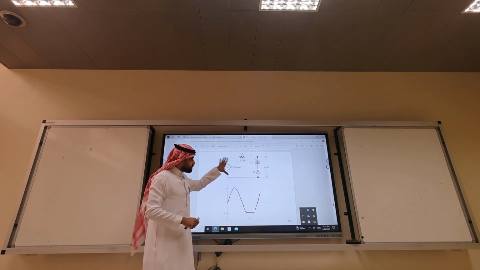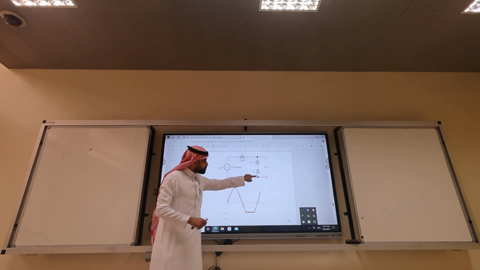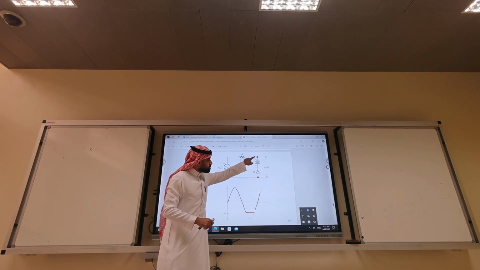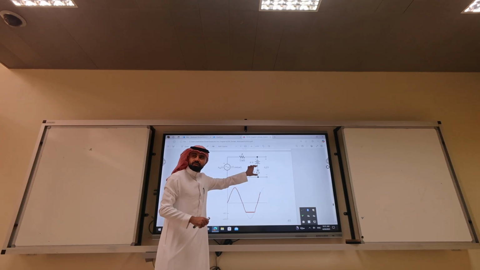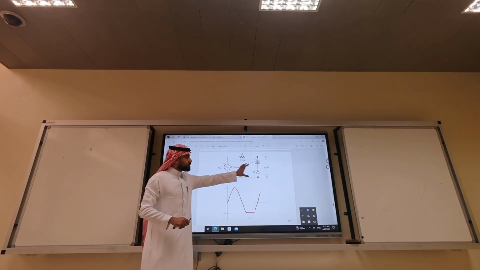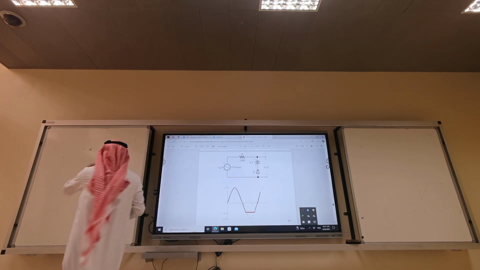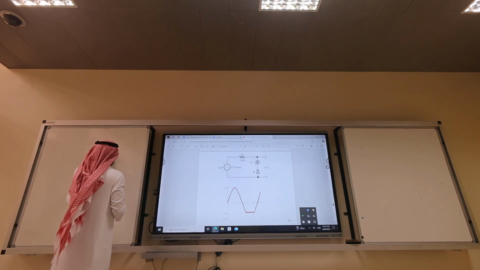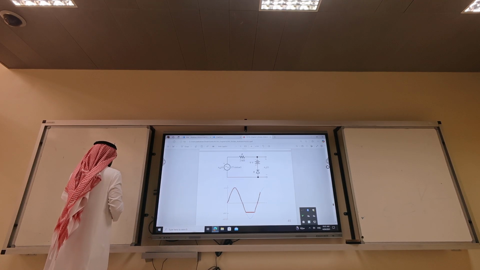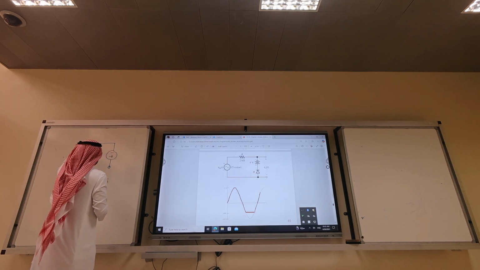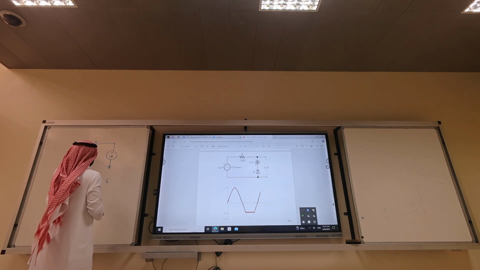Start with the 0. If it's 0, this will be 0. This will be 0. So what's the voltage across the diode? Minus 9. So it's reverse bias. If it's reverse bias, it will be what? Off. Open circuit. So I have a battery of minus plus, open circuit, and then I have the resistor of 2K, and then I have the input.